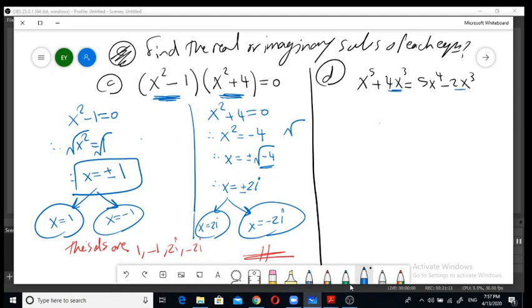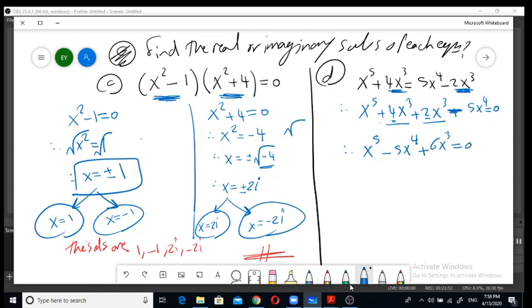Here we have like terms. So first we are going to rewrite the equation in the form of p of x is equal to 0. Then we will combine like terms. x to the power 5 plus 4x cubed plus 2x cubed minus 5x to the power 4 equals 0. Then we are going to combine and rearrange. Minus 5x to the power 4 plus 4 plus 2, 6x cubed equals 0.